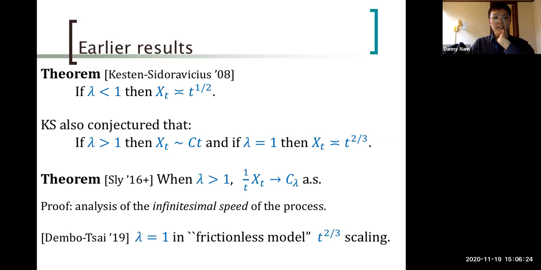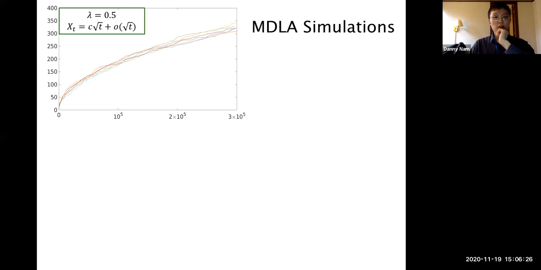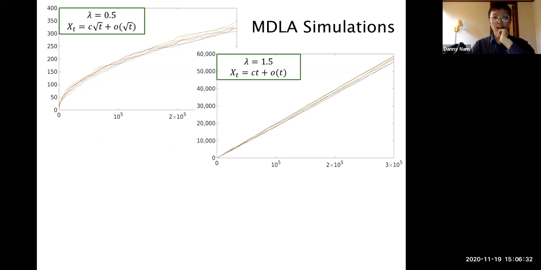So here is a simulation of this model. In the subcritical case, we see square root of t behavior, and linear behavior in the supercritical case.